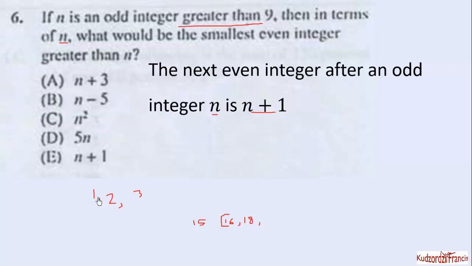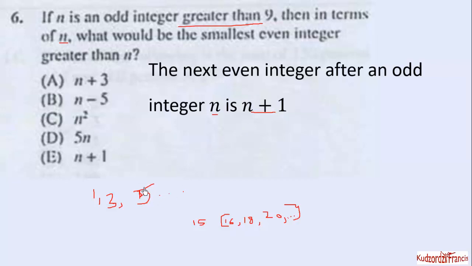Sorry, you're supposed to add 1, 3, then 5. These are the ones that will give you the even numbers. So 15 plus 1 will give you 16, then 15 plus 3 will give you 18, then 15 plus 5 will give you 20. So the least among these is 16. This thing continues like that. So the least even number is 16 in this case.